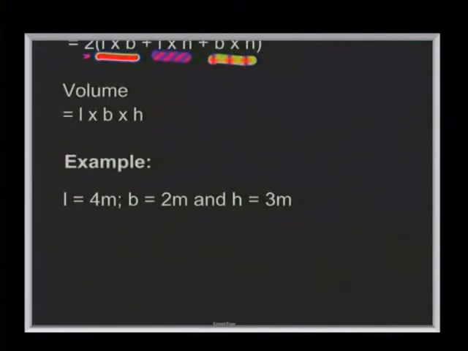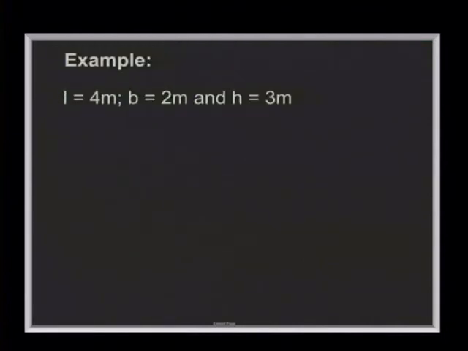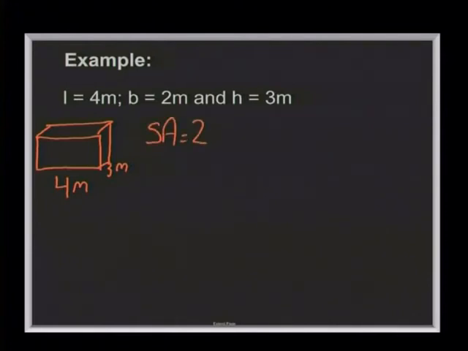Now, it probably will be easier for you to draw that, and write those into the equation. Let's actually redraw this shape quickly. It might be easier for us to add our values. So we've got a length of 4 meters, a breadth of 2 meters, and a height of 3 meters. And then substituting into our formula, my surface area was 2 times my length, which is 4 meters, times my breadth of 2 meters.